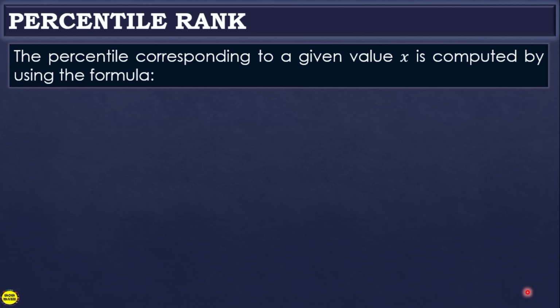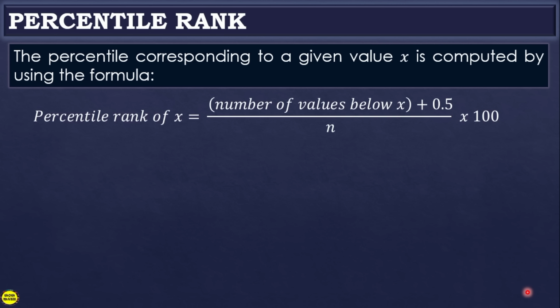So, percentile rank corresponding to a given value x is computed by using the formula. So, halimbawa, pinapakuha sa atin kung pang ilang percentile rank yung given na data. So, using the formula, that is the number of values below x plus 0.5 divided by n times 100. So, yung n is the number of scores, the total number of data, okay?